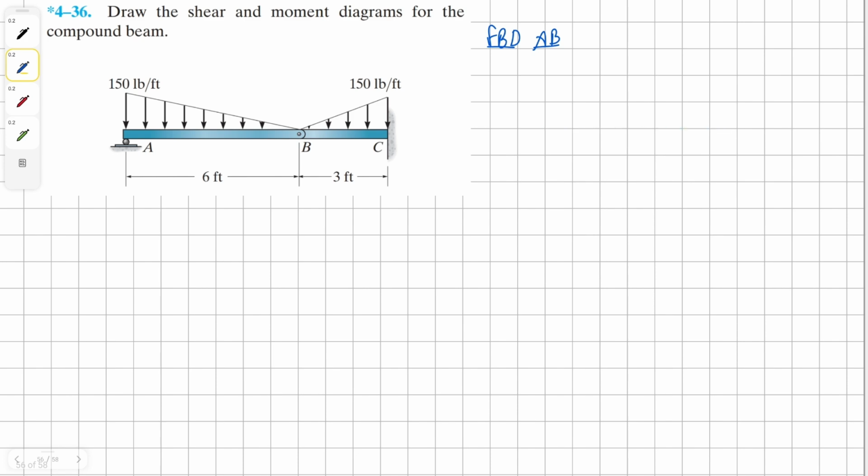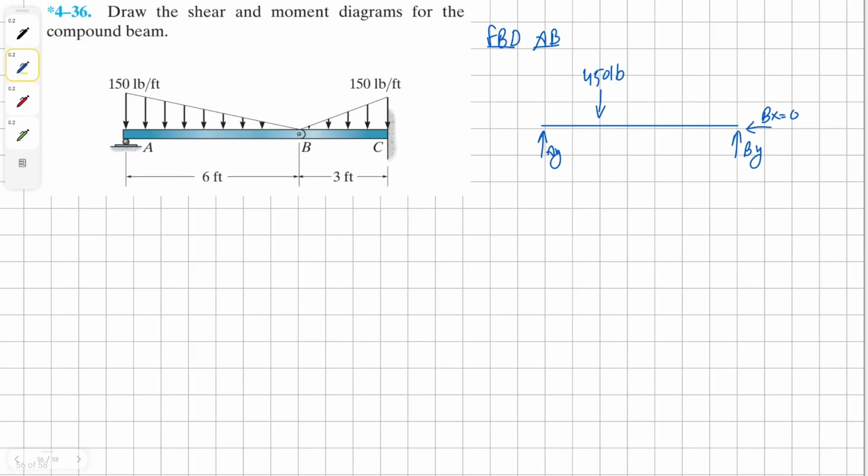For AB, we're going to have a beam, and then at B, we're going to have both horizontal and vertical reactions, but horizontal will be 0. And then at A, we have a roller connection. And now to convert our triangular distributed load into a point load, we have to multiply 150 with half times this distance, which is 6, and this comes up to be 450 pounds.